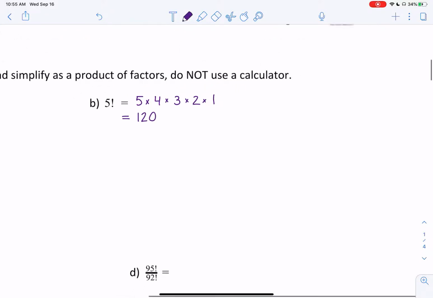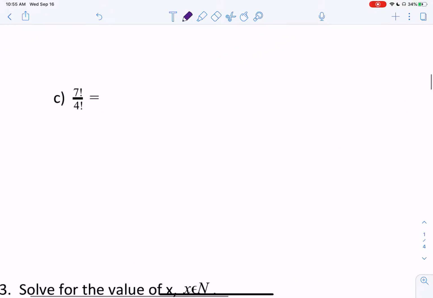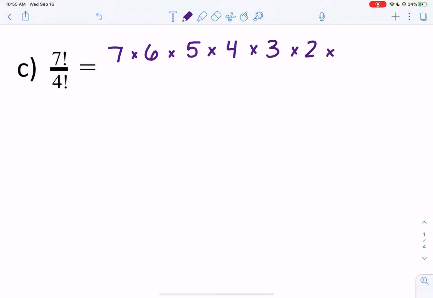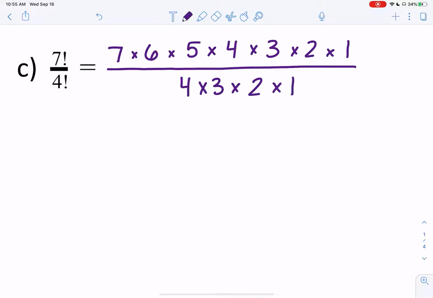Let's try a couple examples that are a little tougher. So this next one here, 7 factorial divided by 4 factorial. To start, we're just going to expand those two factorials. So we have 7 times 6 times 5 times 4 times 3 times 2 times 1. And all of that is going to be over 4 times 3 times 2 times 1.